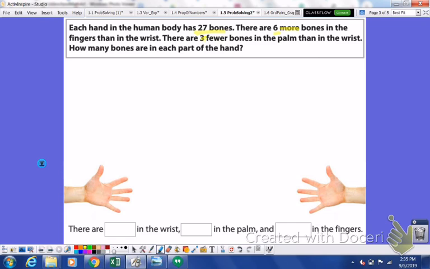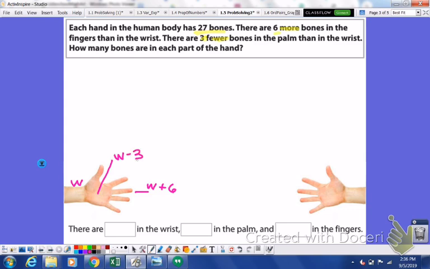There are 3 fewer bones in the palm than in the wrist. So everything's kind of going back to the wrist in this. Keep that in mind. So if we say that our wrist is W, then we know that our fingers have 6 more. So this would be whatever our W is plus 6. And then our palm has 3 fewer, so that would be whatever our wrist is minus 3.